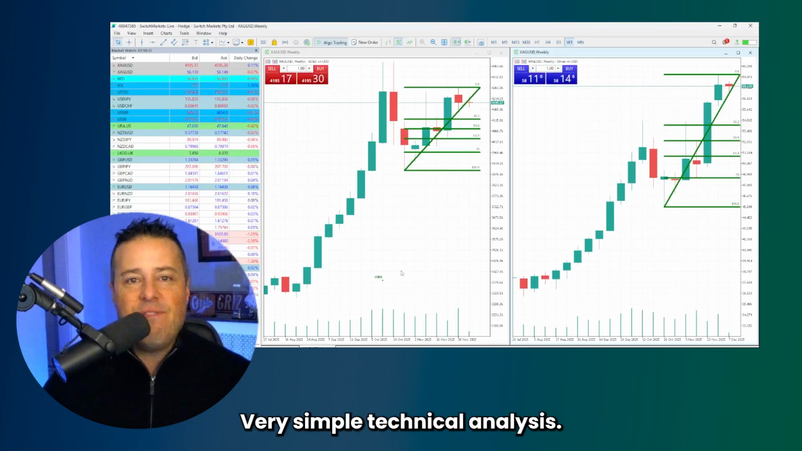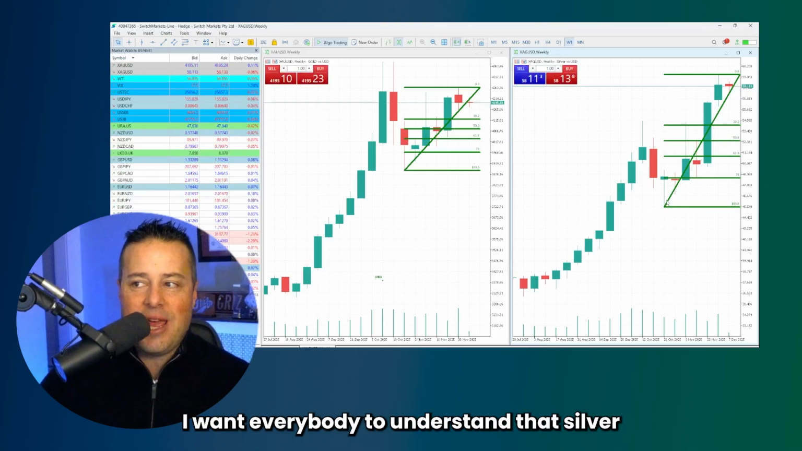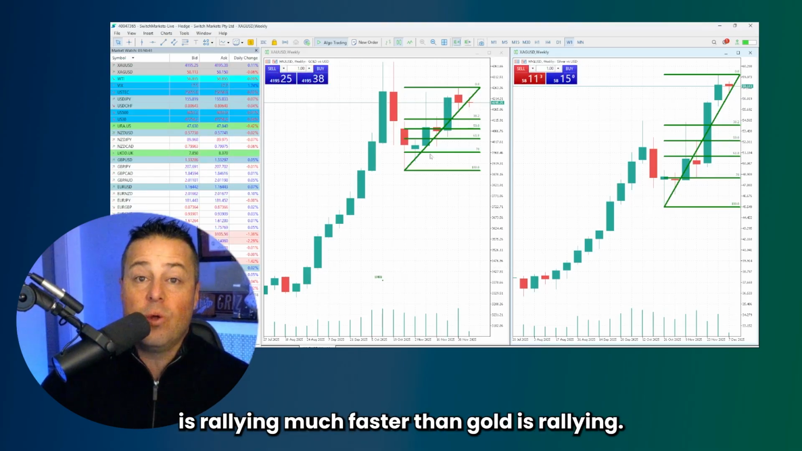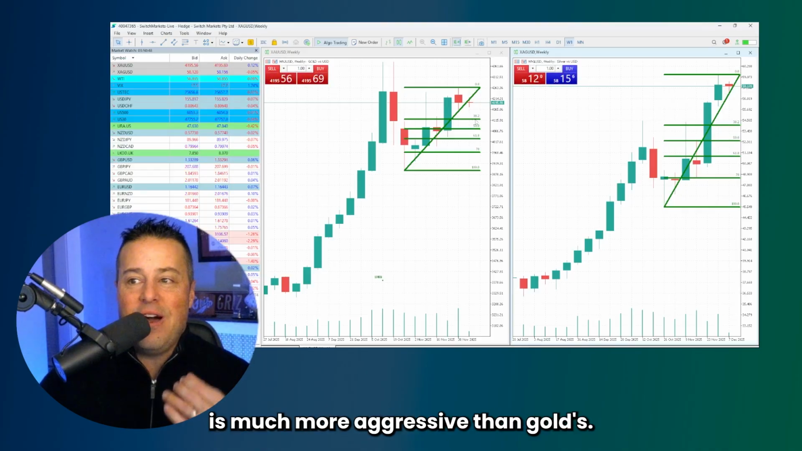All right, well, let's go ahead and check in on gold and silver. Very simple technical analysis. The reason why I'm even showing this is I want everybody to understand that silver is rallying much faster than gold is rallying. Silver's trajectory to the topside is much more aggressive than gold's right now.